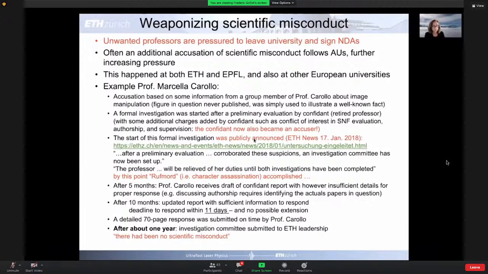After about 1 year, the investigation committee submitted to ETH leadership there had been no scientific misconduct. And Professor Marcella Carollo was still at ETH. And at that point, the ETH president requested to terminate Professor Carollo in ETH News in March 2019.